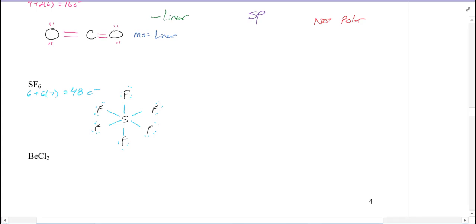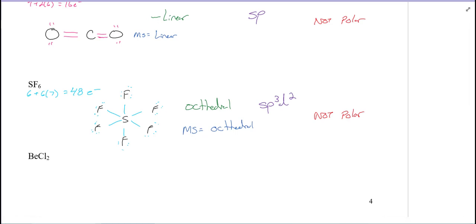Sulfur has 2, 4, 6, 8, 10, 12 electrons. Each fluorine has 8. Sulfur can have more than 8 because it's in the third period or below. So we are octahedral, which means we are sp3d2. The shape is also octahedral. And this, of course, would be not polar because it's symmetrical. Even though it has 6 very polar bonds, it is a symmetrical shape.